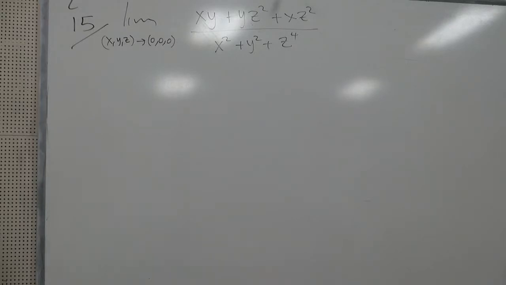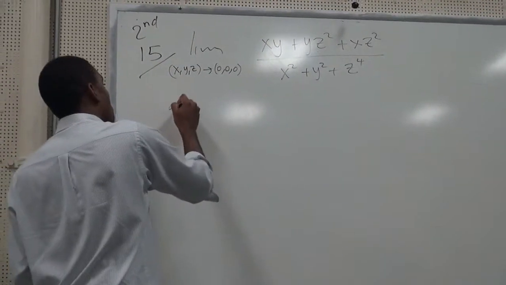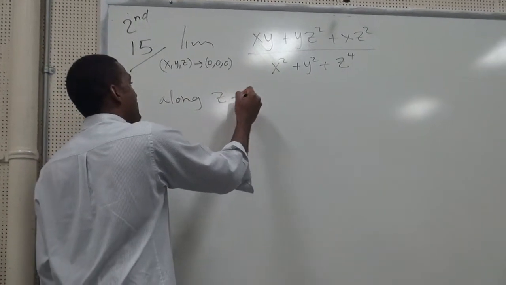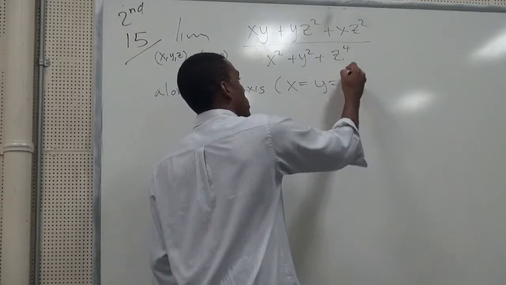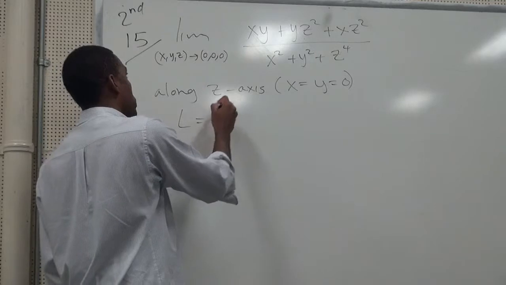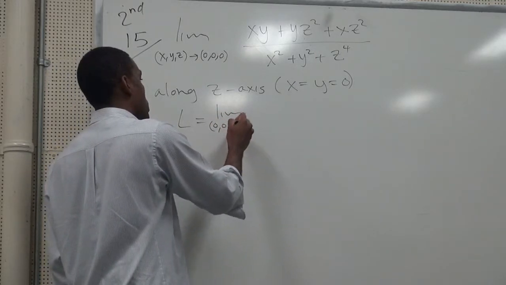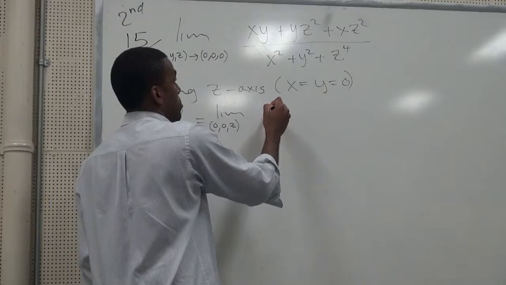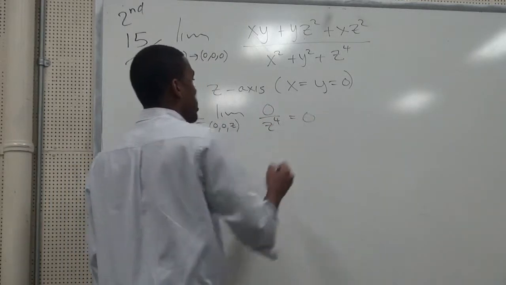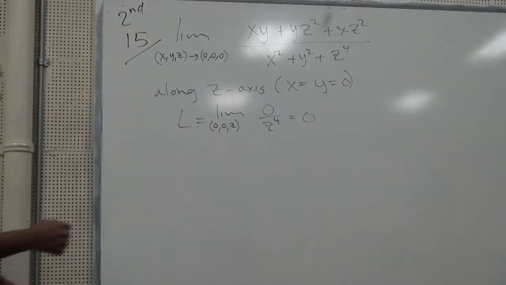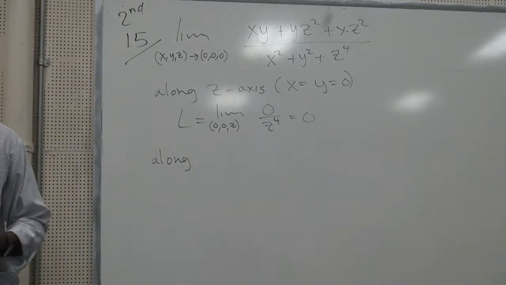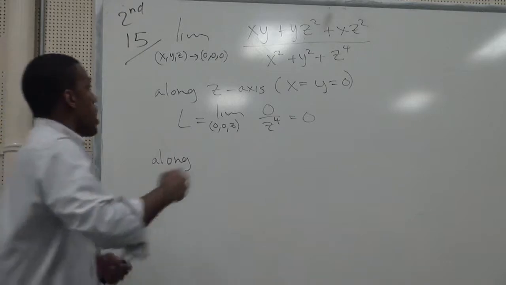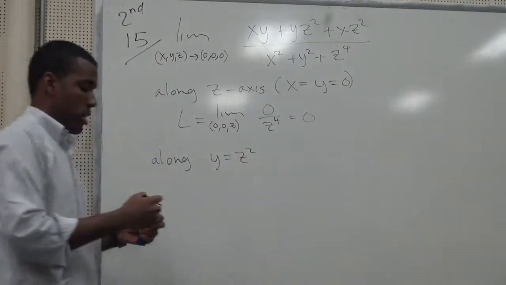Okay, so the trick was when you have 3 variables, you can actually fix 2 at a time, right? So you can decide to, say, go along the z axis, which means that you can fix both x and y equal to 0. In that case, the limit would be at (0, 0, z). You just have 0 over z to the 4th, right? So you get 0 from that path. So what's another path you could choose? You can let y equal z squared, which also goes through the origin.